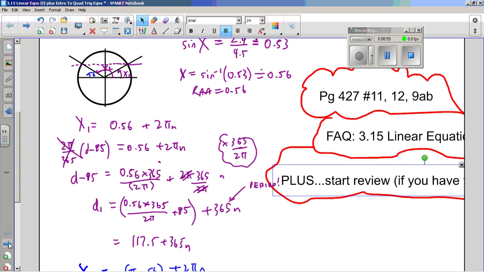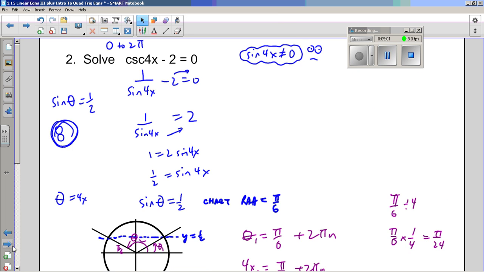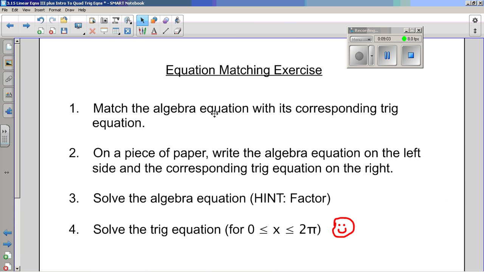And here's the activity. I will give you some slips of paper. On these slips of paper, hopefully you have these instructions in front of you, this is for the in-class activity. You will have a bunch of algebra equations and a bunch of trig equations. And then on a piece of paper, you write the algebra equation on the left, the corresponding trig equation on the right, and then you solve the algebra equation.